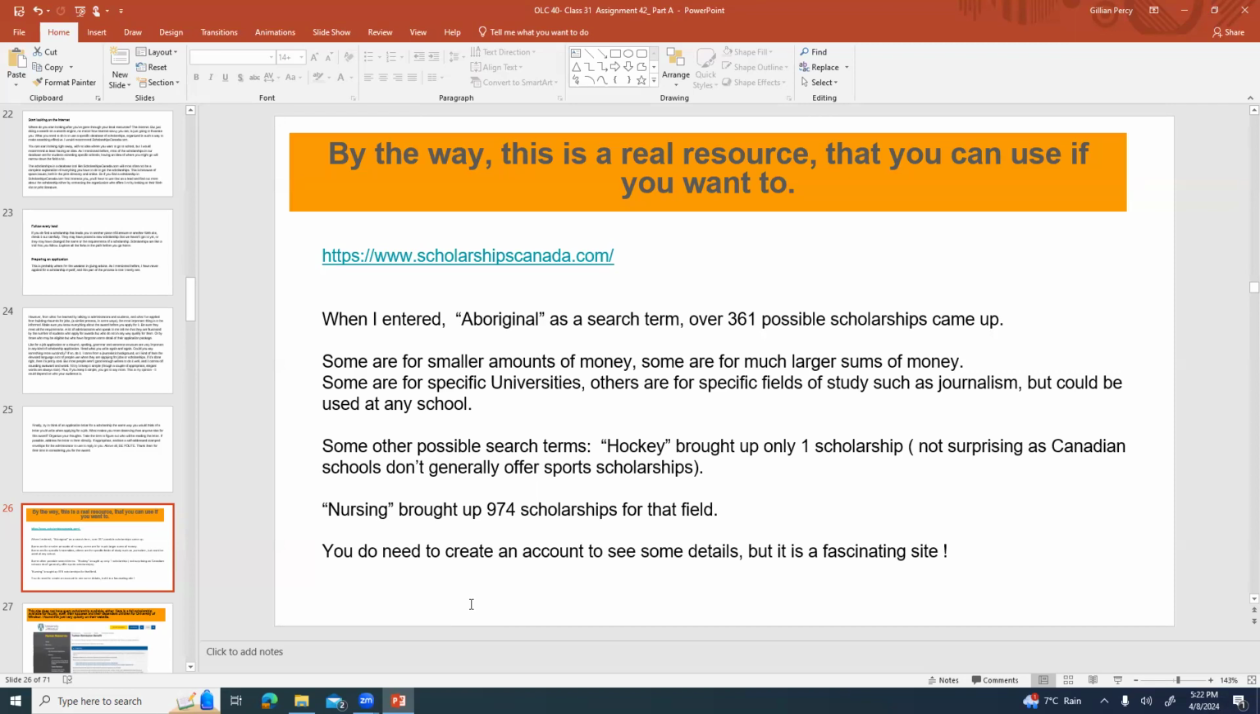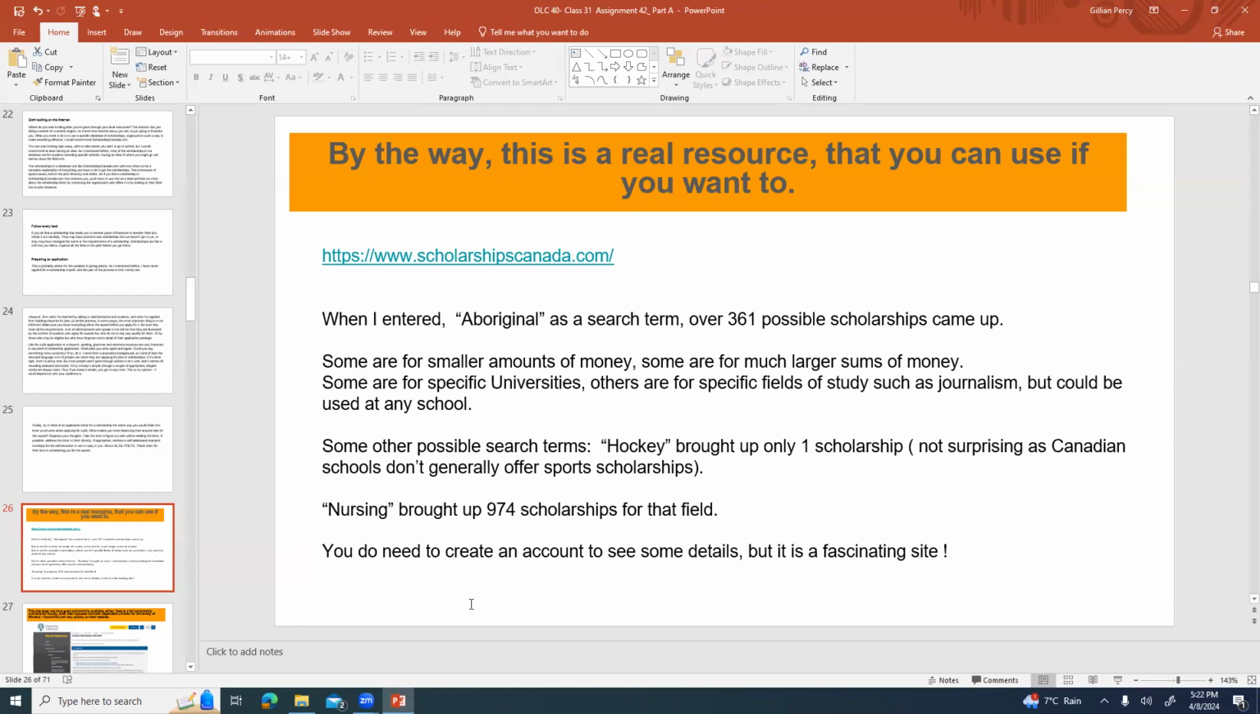Some are for very small amounts of money, some are for much larger sums of money. Some are for specific universities, or others are for specific fields of study, such as journalism, but could be used at any school. Some other possible search terms: hockey brought up only one scholarship, which is not surprising, as Canadian schools don't generally offer sports scholarships. Nursing brought up 974 scholarships for that field.